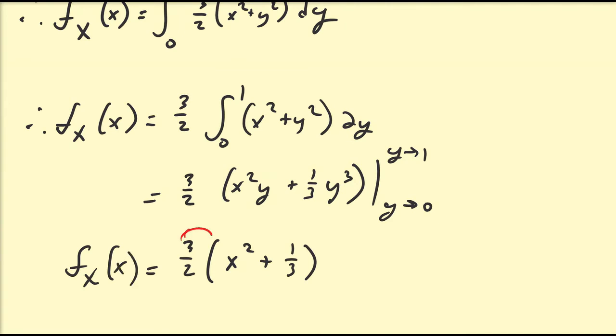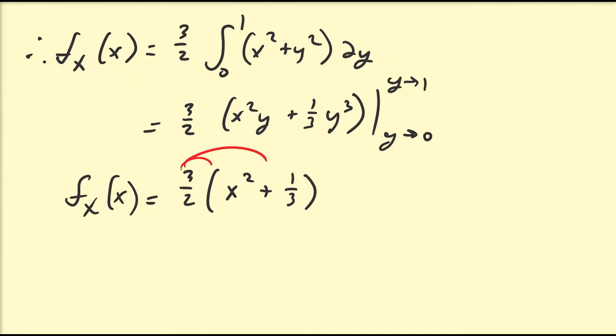And we can make this simpler and distribute our 3/2. So we have finally the marginal density function for the random variable x is going to be equal to 3/2 x squared plus 1/2.